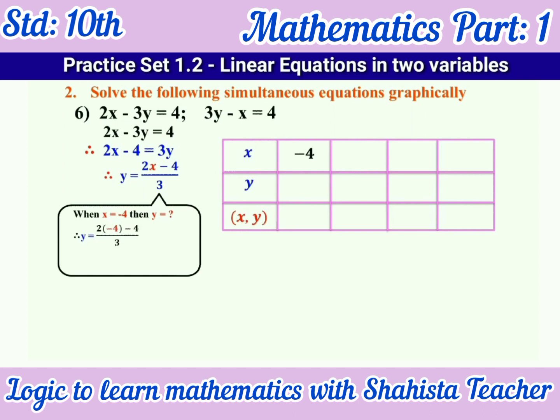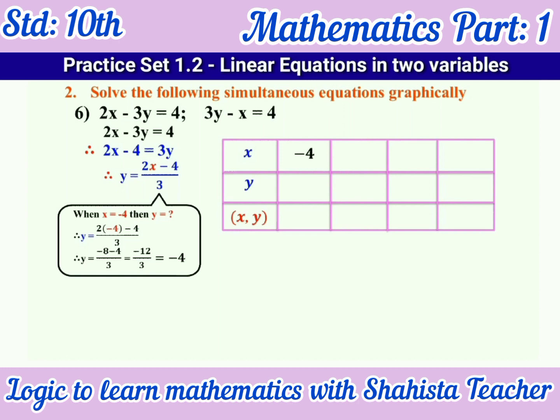So minus 4 twice, because one I have considered and another one is given in the question. 2 4s are 8, so minus 8 minus 4 upon 3. So minus 12 upon 3. Minus and minus, it is minus. 3 1s are 3, 3 4s are 12. So minus 4. So x is minus 4 and y is also minus 4.